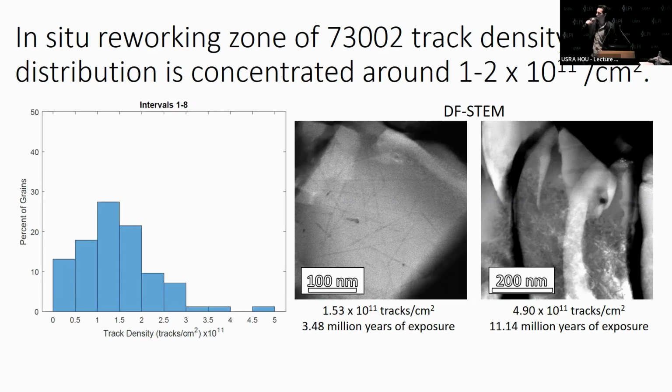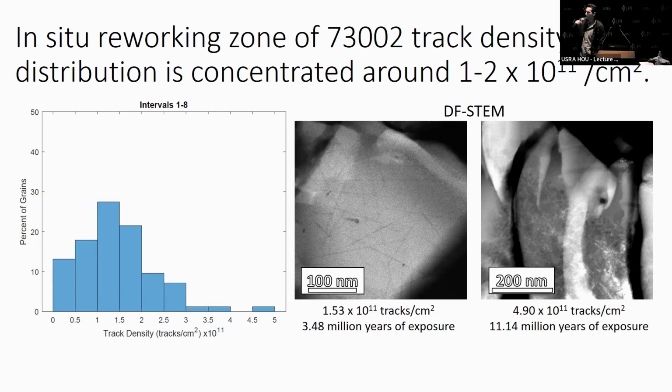When we combine all of the intervals, we see a similar trend. Again, track densities corresponding to 4 to 5 million years of exposure, with increasing densities being more rare, less common.